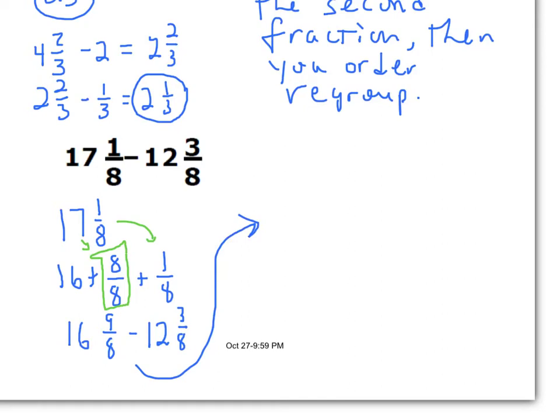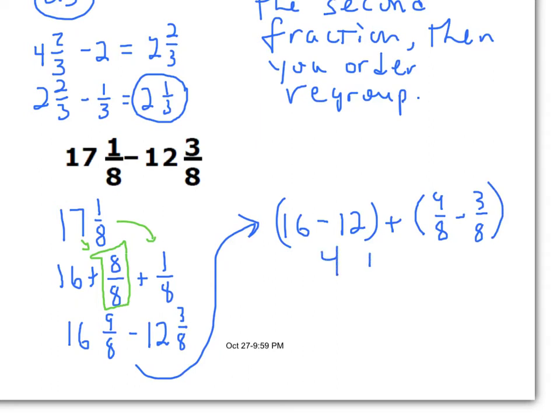Let me go take the work up here now. So then I can subtract the whole number parts. And then I will put, make sure we're adding here. And then we're going to subtract the fraction parts. And 16 minus 12 is 4. And 9 minus 3 is 6. So that's 6/8 or 3/4. So 4 3/4. Final answer there.